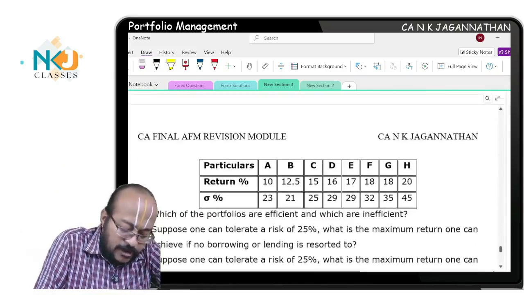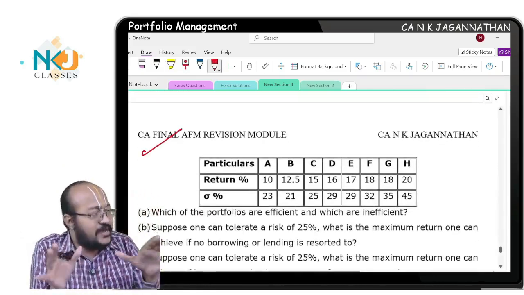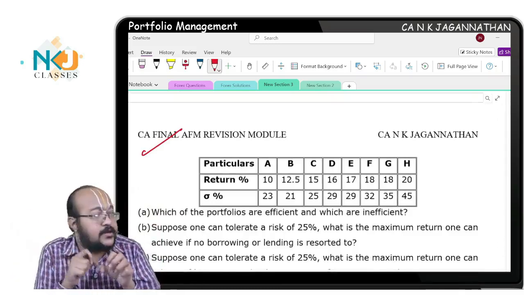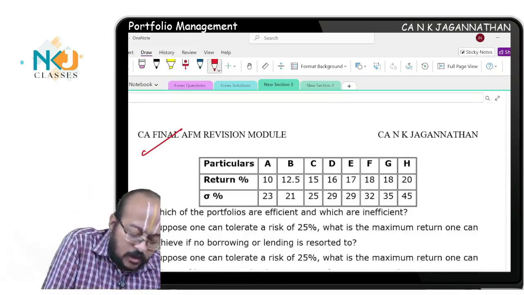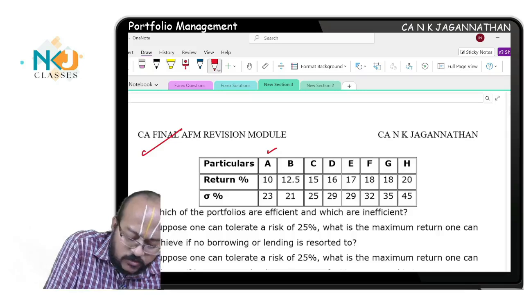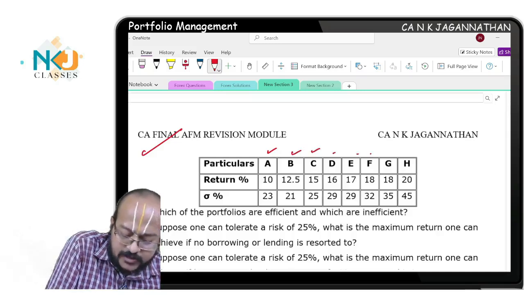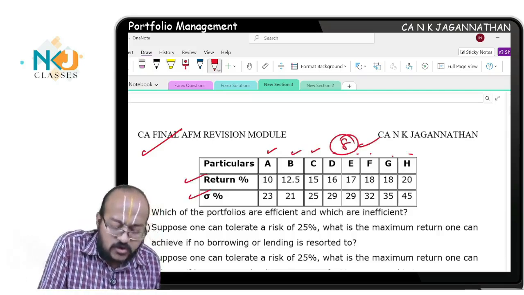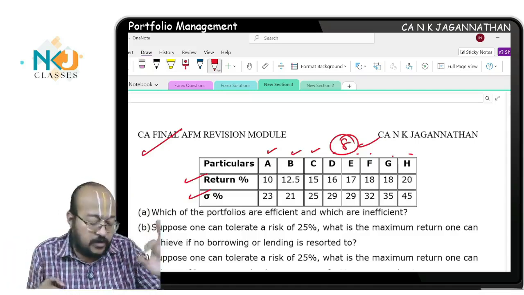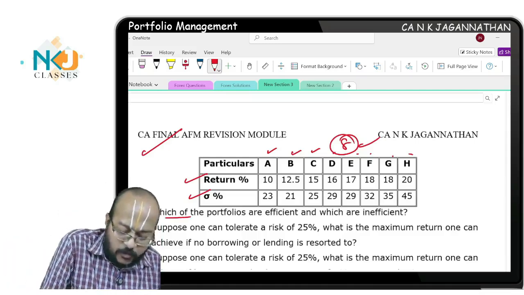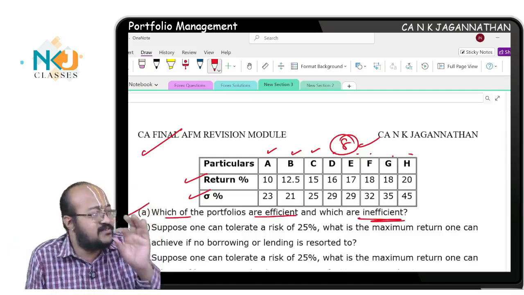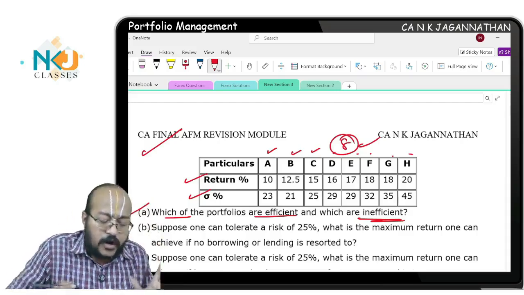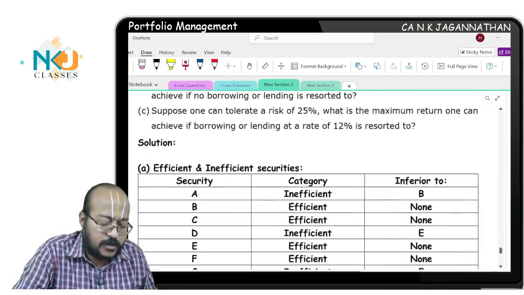This question, very, very beautiful question, which combines the concept of efficiency frontier, Markowitz portfolio theory, and capital allocation line. See here, we have portfolio A to H. 1, 2, 3, 4, 5, 6, 7, 8 portfolios are given. Return and risk of 8 different portfolios are given. Simple. Point 1, which of the portfolios are efficient and which are inefficient? This simply asks about Markowitz portfolio theory. You need to find out efficient portfolio and inefficient portfolio, segregate it.